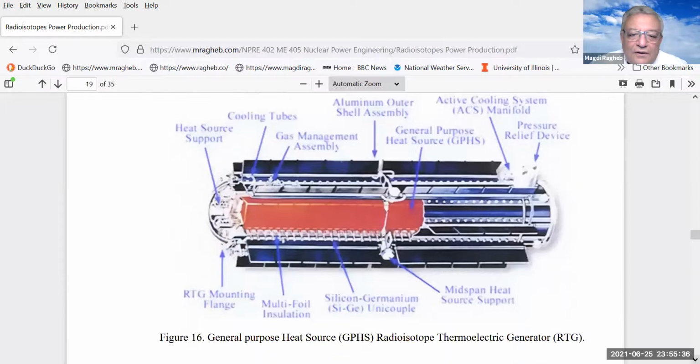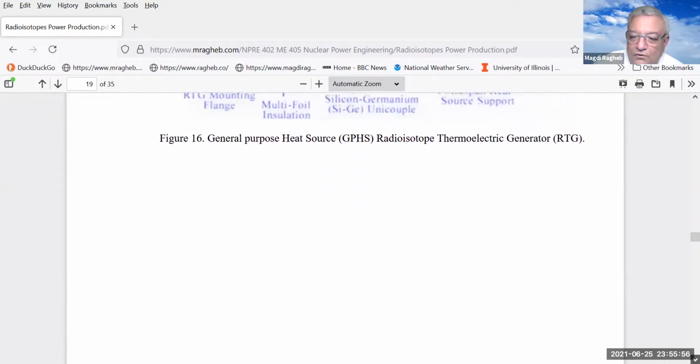I'll show you another one. Here is a more detailed description of how you have the radioactive isotope, the hot surface, the heat source, I call it the general purpose heat source, at the center. And then you have the radiator fins at the outside. So this is the hot junction. This is the cold junction, the cold of space.